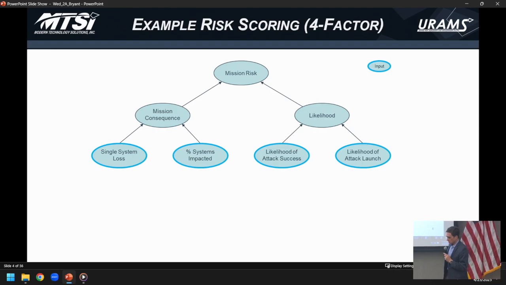On the likelihood side, we break it into two pieces. Likelihood of attack success, which is the likelihood that this attack will be successful given that it's launched, and then likelihood of attack launch. As you can imagine, likelihood of attack launch is something you would love to get from your intel folks. And so ideally, that's where that will come from.